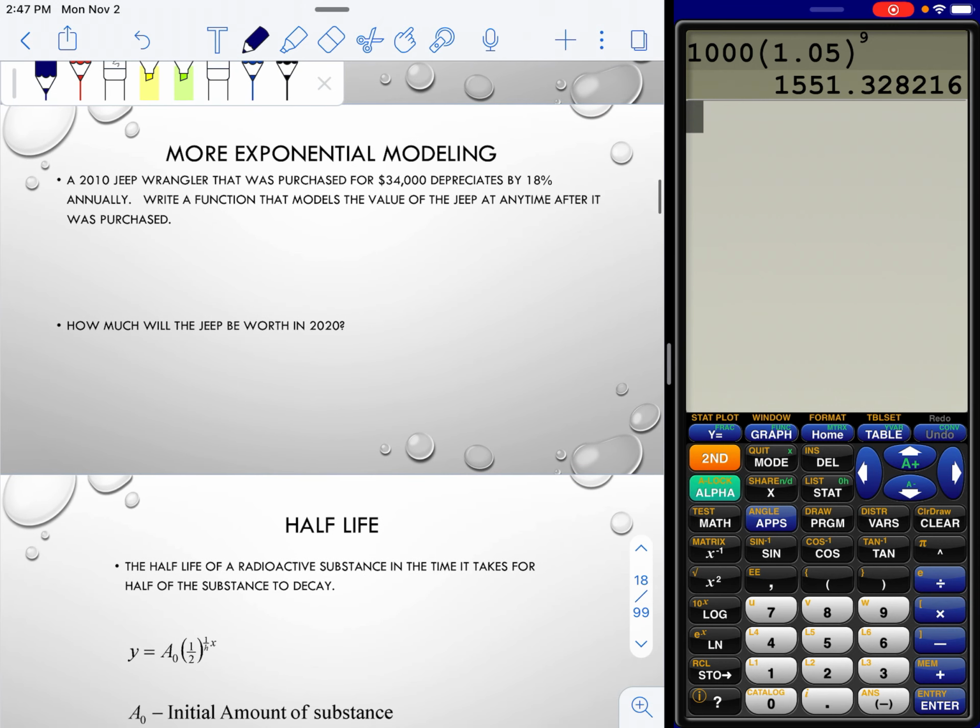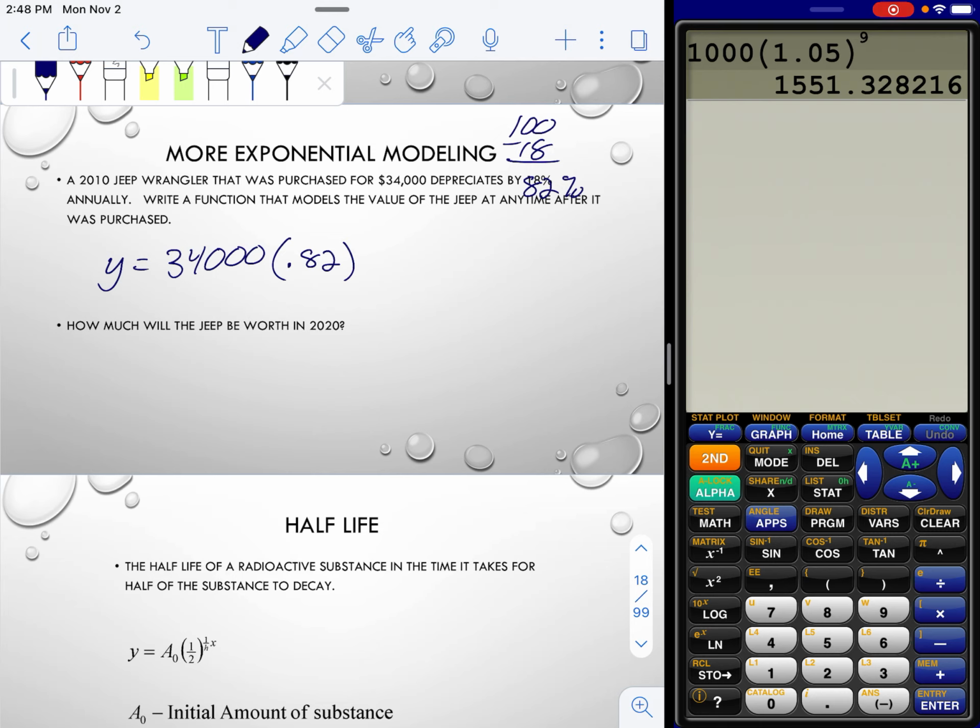Okay, let's try another one. Now we bought a 2010 Jeep Wrangler, purchased for $34,000 and is depreciating, which means losing 18% annually. Write a function that models the value of the Jeep at any time after it was purchased. So our initial value is $34,000. Our multiplier, okay, we take 100% minus 18%. Okay, that gives us 82%. Move the decimal, we get 0.82 as our multiplier.